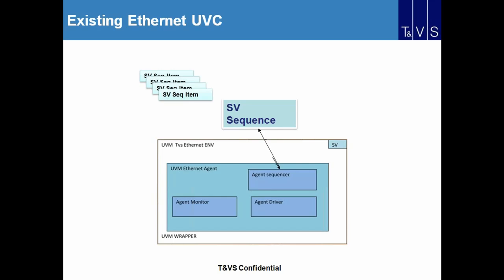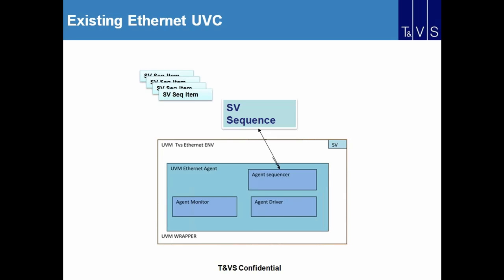This is how our existing Ethernet UVC looks. I have sequence items which are driven by the SystemVerilog sequence to the agent sequencer, which in turn drives it to the agent driver, which in turn speaks to the interface connected to the DUT. This works fine when we are completely in the SystemVerilog world.